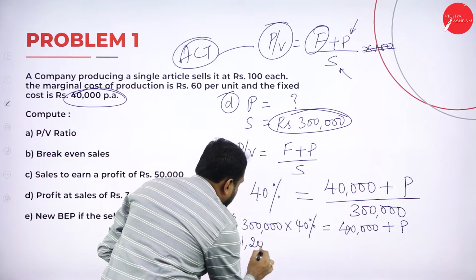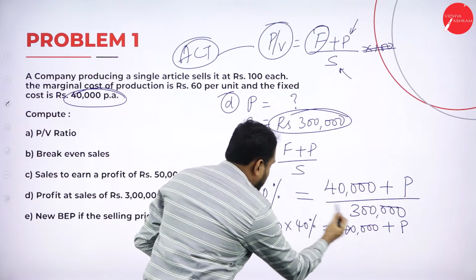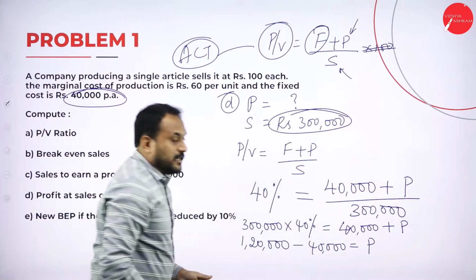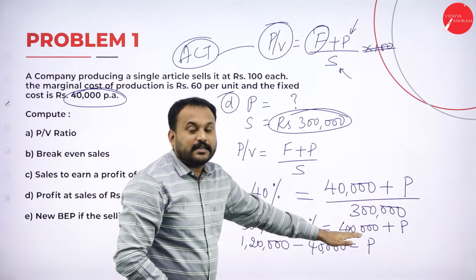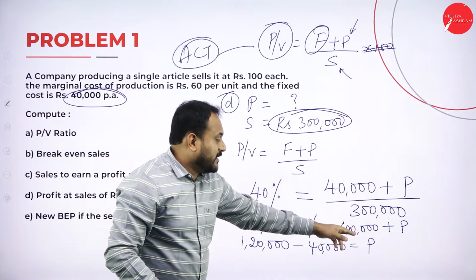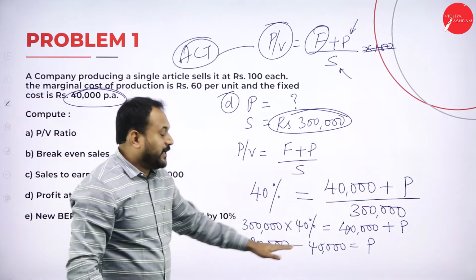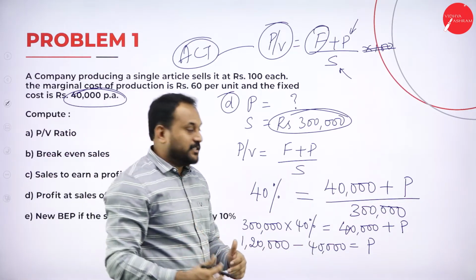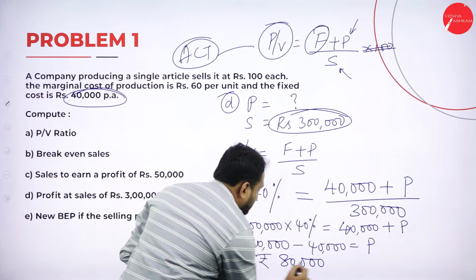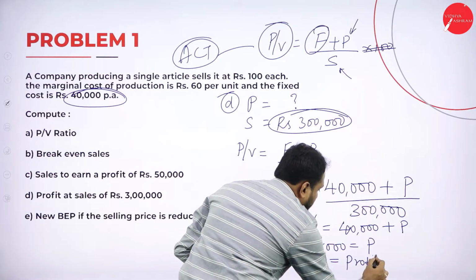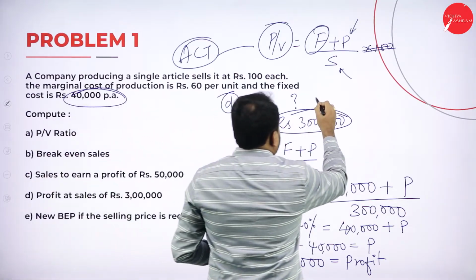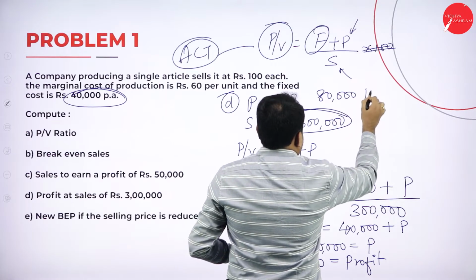So I'll write here 1,20,000. Now I'll take this 40,000 here, minus 40,000 is equal to P. Now understand, from here to here, if I shift, it will come negative. It is the opposite thing. When we are supposed to add here, it will be subtract here. So it is minus. Now 1,20,000 minus 40,000 is how much? That is 80,000. So the profit will be 80,000. Here I'll write rupees symbol is equal to profit. So when my sales is 3 lakh, my profit would be 80,000 rupees.